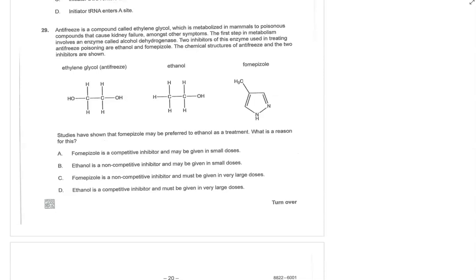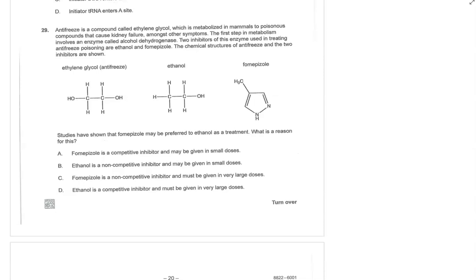So the first step involves the enzyme called alcohol dehydrogenase. Two inhibitors of this enzyme used in treating antifreeze poisoning are ethanol and a word I can't say. So we look at the two structures of the inhibitors. Studies have shown that the word I can't say may be preferable to ethanol as a treatment. What is the reason for this?